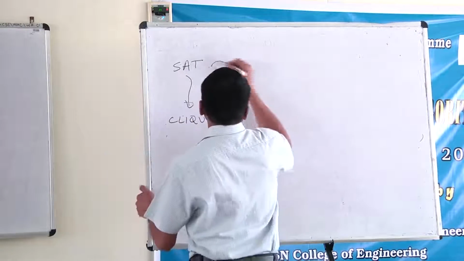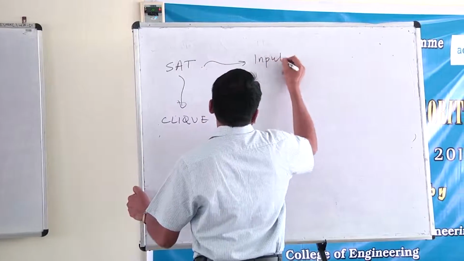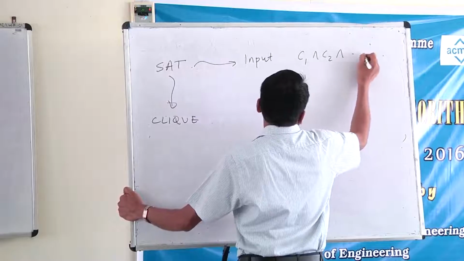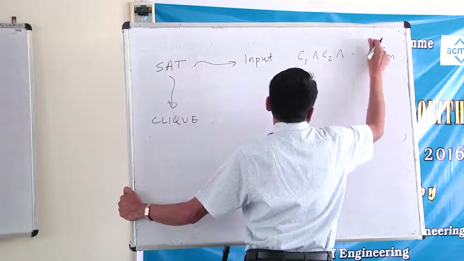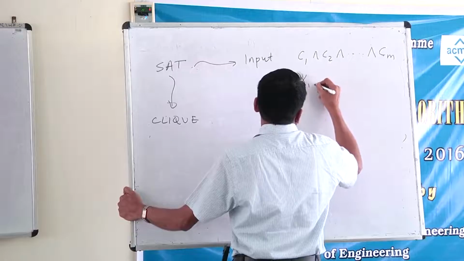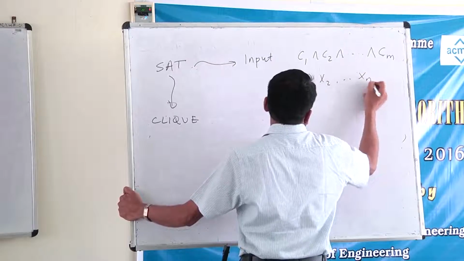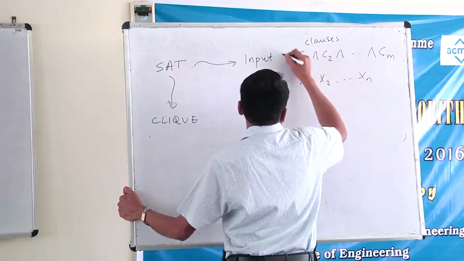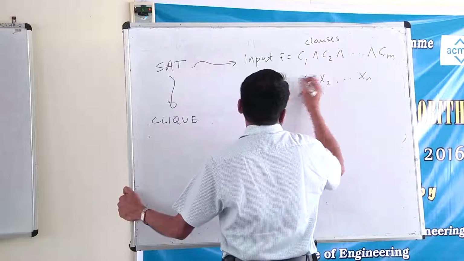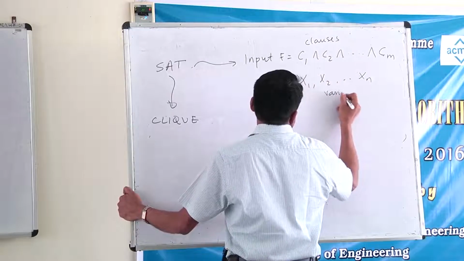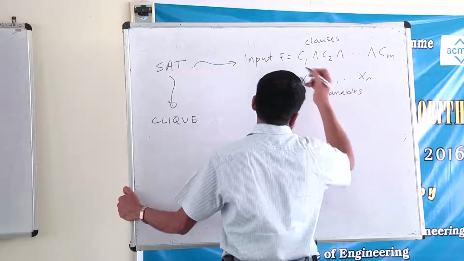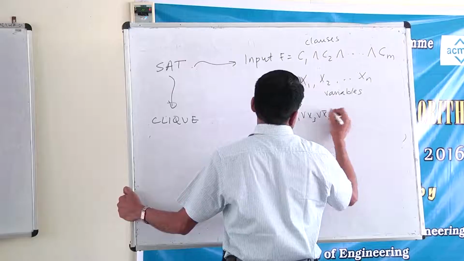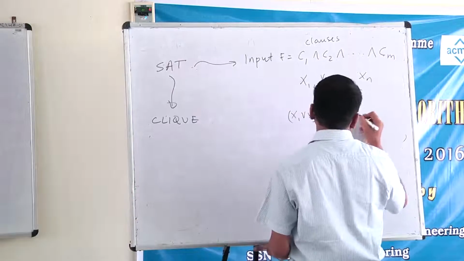Okay, so let's see what is the input here. So what is the problem here? The input is some clauses, and there are these variables. These are variables, these are clauses, F, and these are variables. So each clause would be like, so let's actually draw it for one example.